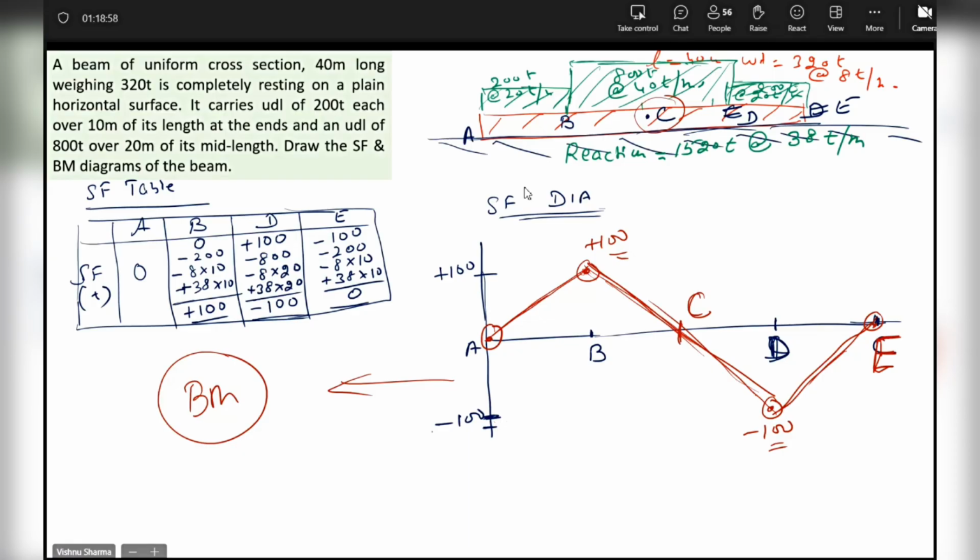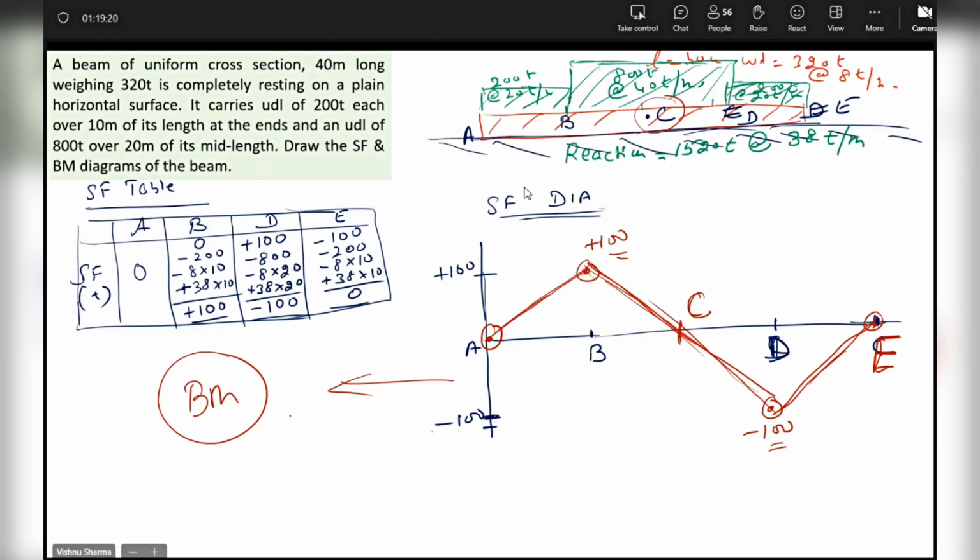Correct? So SF at C becomes 0. Do you all agree that SF at A is 0, at B is plus 100, at C is 0, at D minus 100, at E 0? Do you all agree? Yes or no? Yes, sir. And from this, can you all get the BM curve?